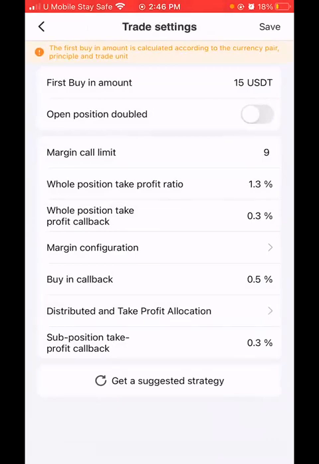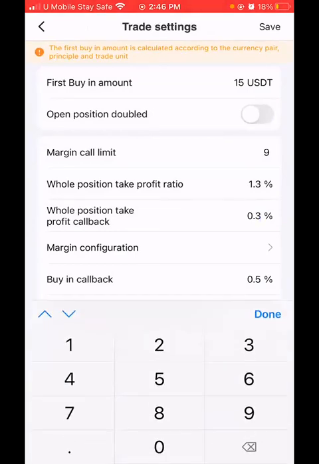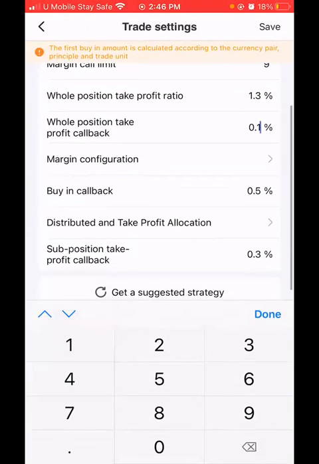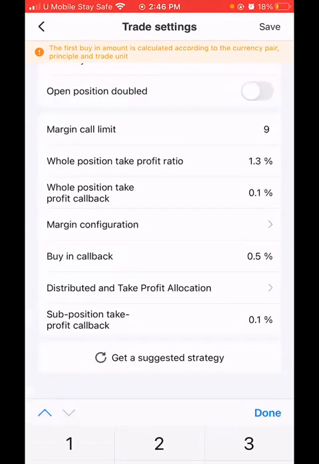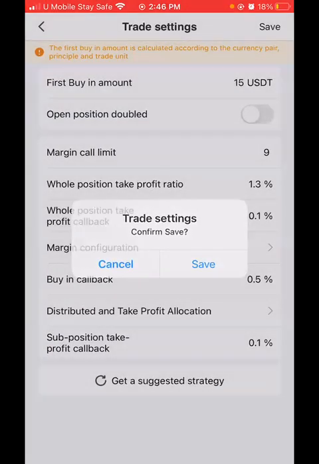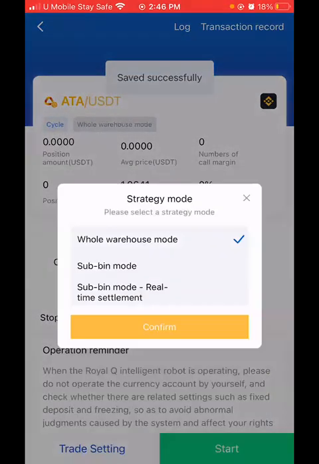That's all. You're done with the strategy. Okay, you go ahead here, change it to 1. Meaning position take profit callback is 0.1. After it takes profit, once it drops 0.5, it opens another order for you. You click save. Done. Then you go to your strategy mode.